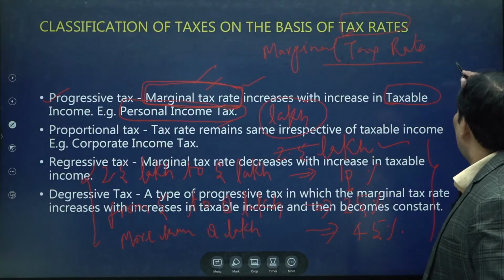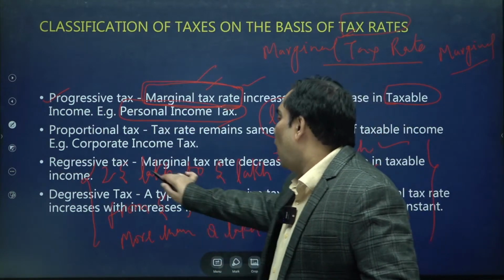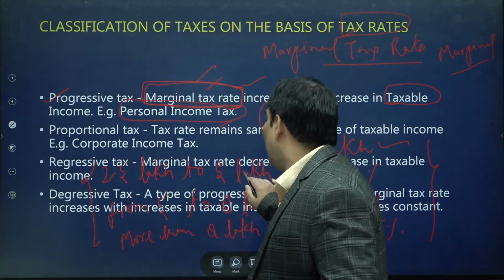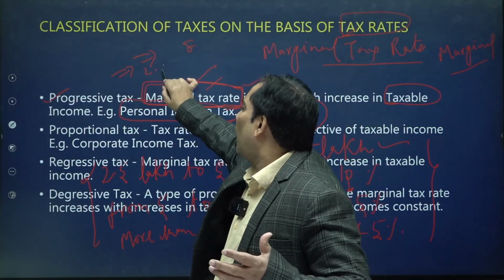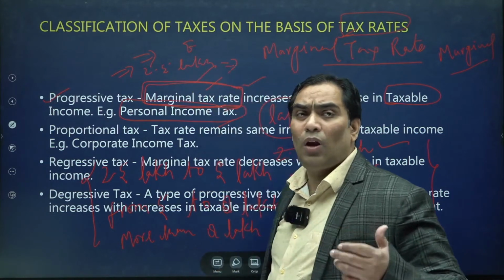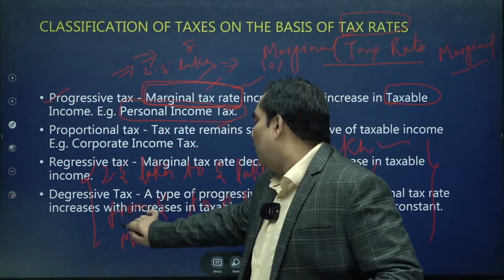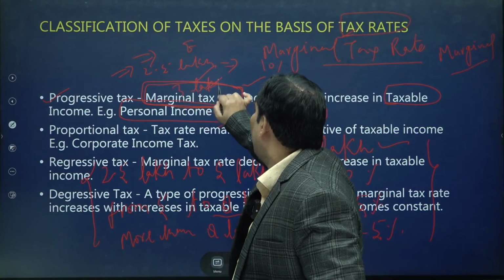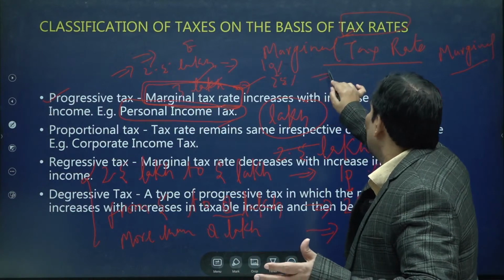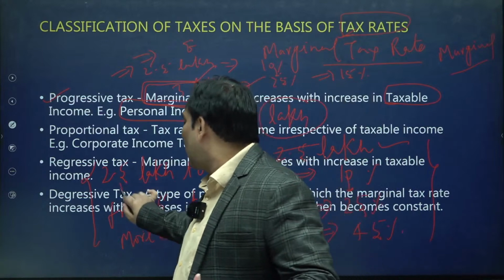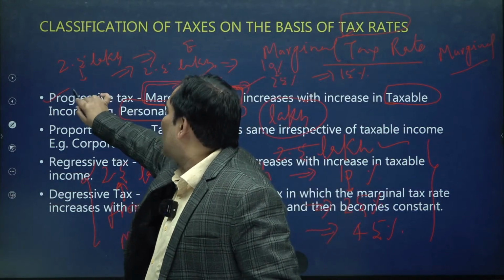So what is the meaning of marginal tax rate? Marginal tax rate means the unit of tax. In our example, initially 2.5 lakh is exempted from any tax, and from 2.5 lakh to 5 lakh, the income of any individual is taxed at the rate of 10% only. After that, for another 3 lakh, from 5 lakh to 8 lakh, income is taxed at the rate of 25%. So what is the increase?